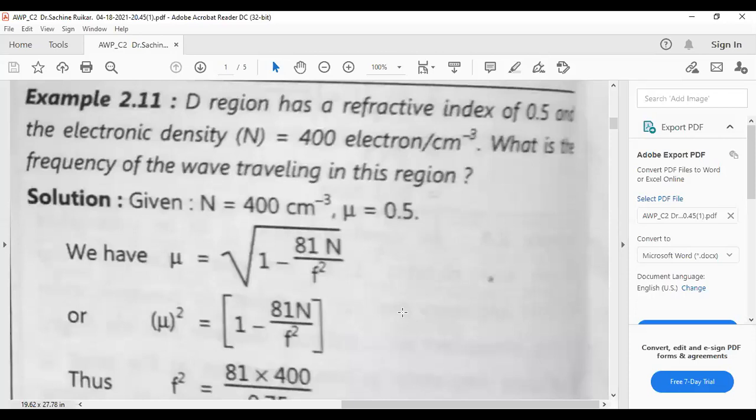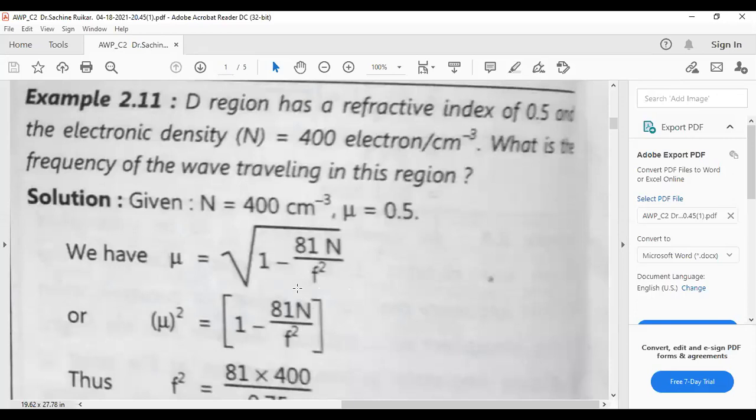We are interested in the frequency, as two parameters are given: one is the refractive index and the second is the electron density. By considering these two given parameters, we need to calculate one unknown parameter, the frequency of the wave traveling in that region. The formula related to this is mu equals root of 1 minus 81 n divided by f square.